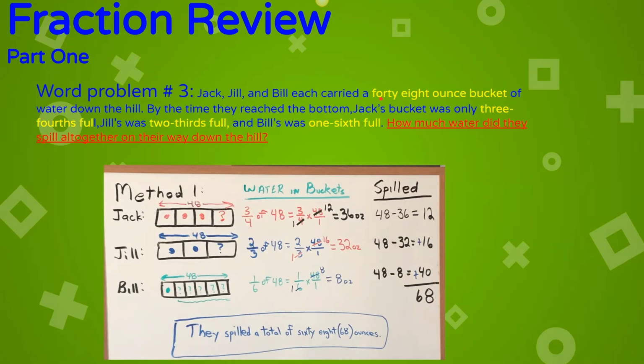And then we should have also highlighted that they each carried a 48-ounce bucket. And then Jack's bucket was 3/4 full, Jill's was 2/3 full, and Bill's was 1/6 full. So in the first, I drew 3 similar tape diagrams, one for Jack, one for Jill, one for Bill, and they all had 48 units, 48 ounces.